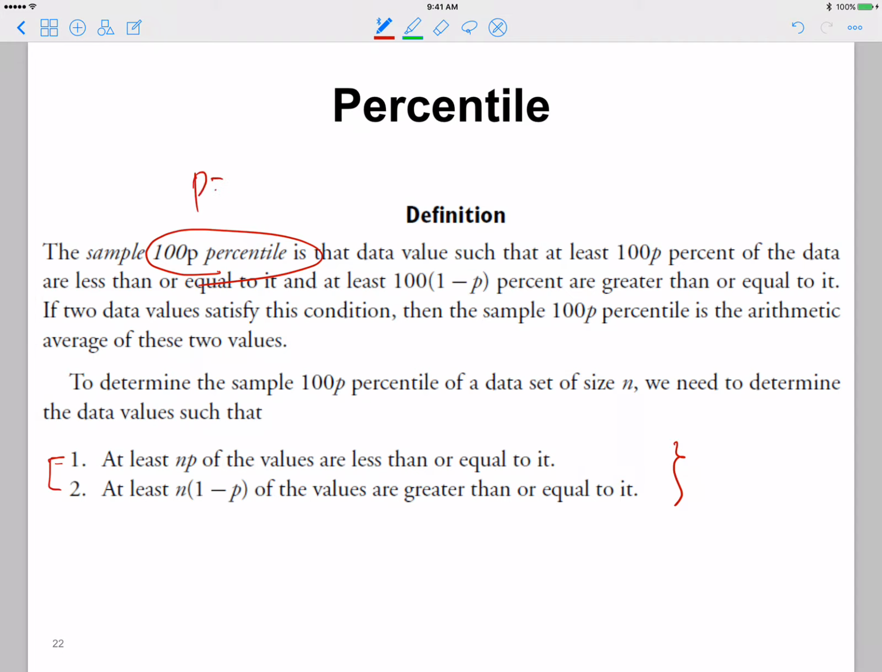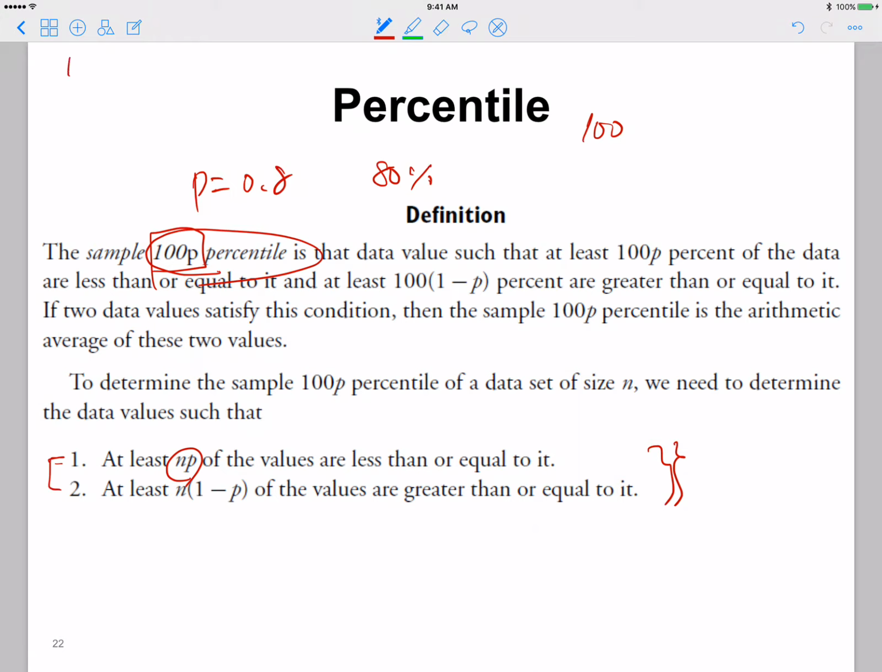So if p was 0.8, then 100p simply means 80%, right? And then we want the 80% percentile, and the first thing that we do is to sort the data in increasing order, from the smallest to largest, and then it has to satisfy these two conditions. Suppose we have 100 data items, and the 80% percentile is, we just sort them out.